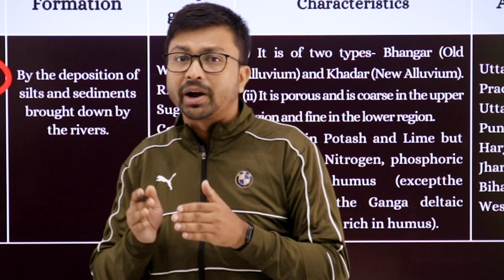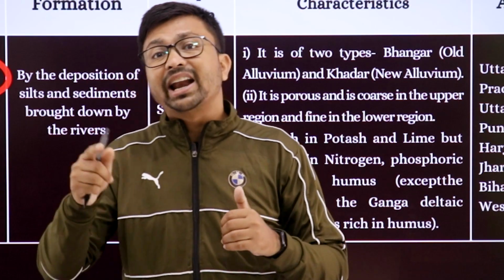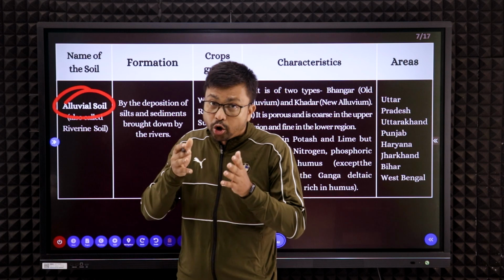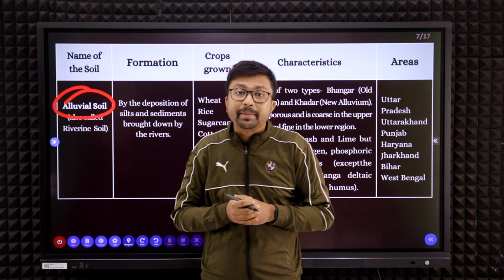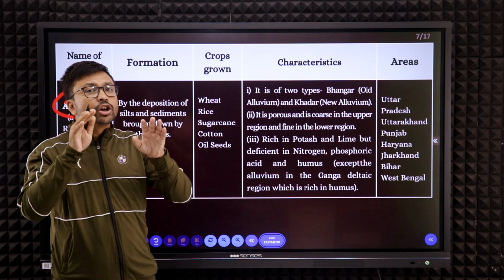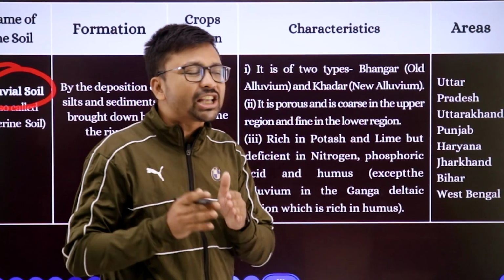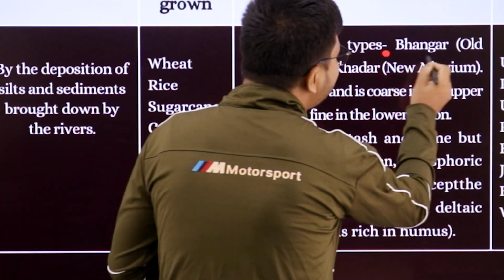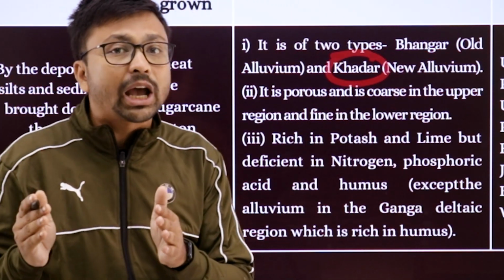Now what is the activity of a river? A river carries sediments from the upper course to the lower course and at last it joins the big ocean or water bodies. When it is carrying the loads, it breaks the loads into small segments, that is called sediments. When the sediments are deposited along the river, that is called alluvial soil. Now here is the classification. There are 2 types of alluvial soil. One is called bhangar and another is called khadar.